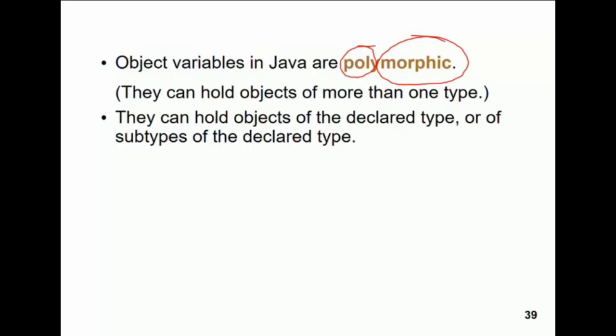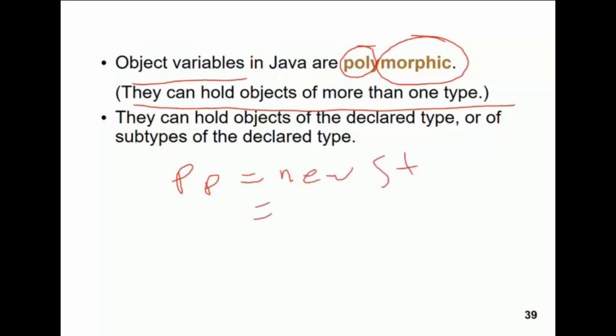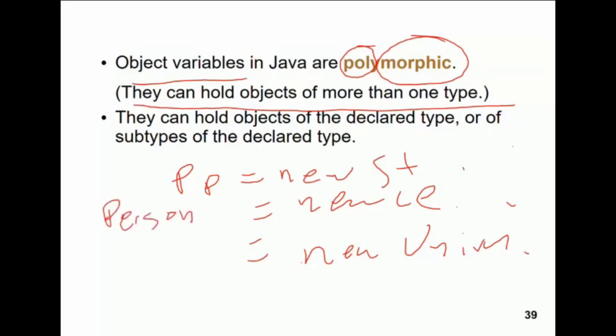Yeah, and object variables can hold objects of more than one type. So, for example, the person P, you can say is equal to new student, it's equal to new lecturer, you can say it's equal to new university person, etc. So because you can do all this, you've got polymorphism there. This variable of type person can hold lots of different types of objects, as long as those objects inherit from, that is are subtypes of, person. So that's what we mean by polymorphism, and it's a very, very powerful property. So they can hold objects of the declared type or of a subtype of the declared type.